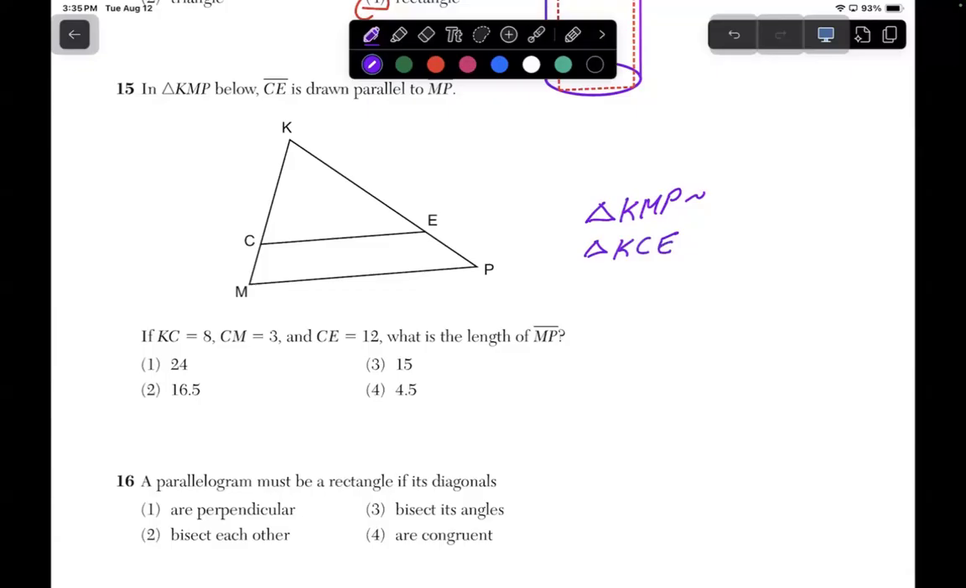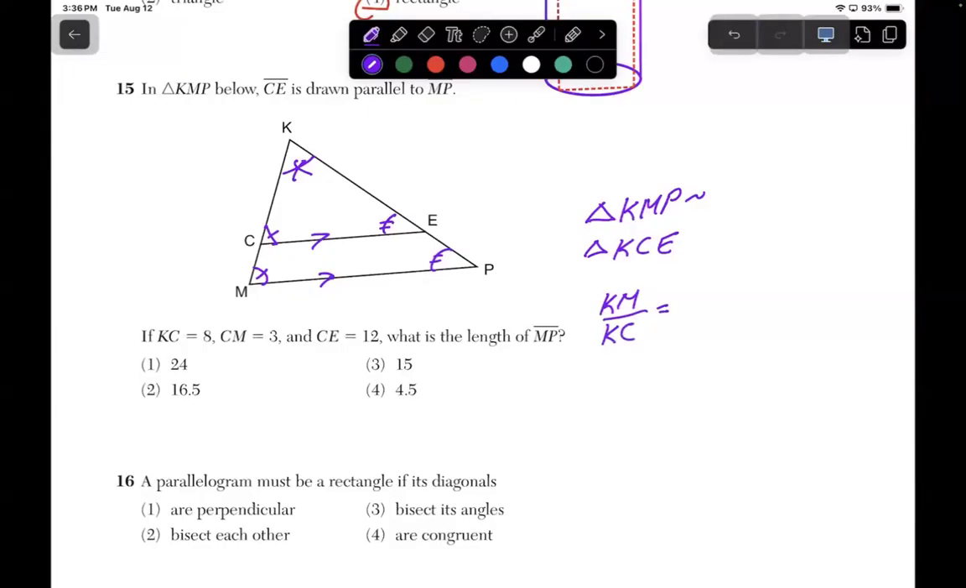How do I know? Well, because they told us these are parallel, then that means that these angles are congruent, and these angles are congruent because they're congruent corresponding angles. That angle is congruent to itself. So it has to be a dilation, angle-angle similarity. There you go. So I'm going to go ahead and figure out my fractions, KM over KC.